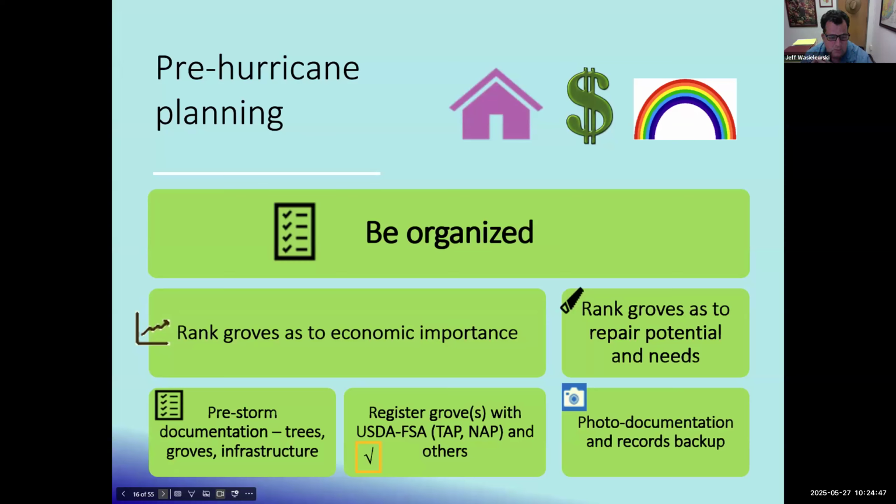And then register groves with the USDA. We talked about this at the end of both our talks. They have programs like the TAP and the NAP, which will help you after a storm, help you replant.